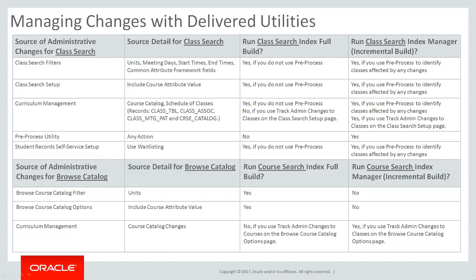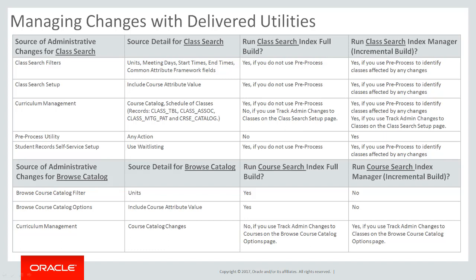On the other hand, we have constructed class search so that there are certain items that will be recognized and used in real time for students when they search and select classes for enrollment without having to run the class search index manager. Campus Solutions Class Search performs a real-time check against class status, that is, whether a class is open or closed, and does so for each component of a class to provide accurate and immediate search results.